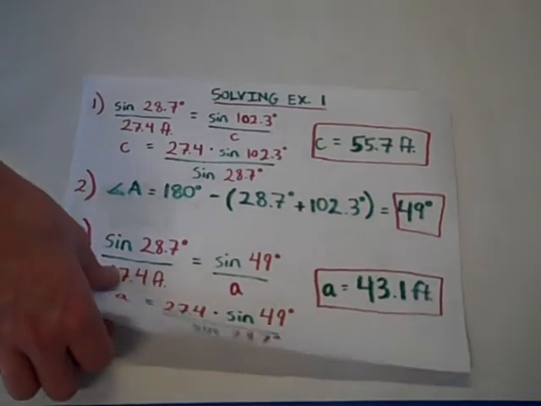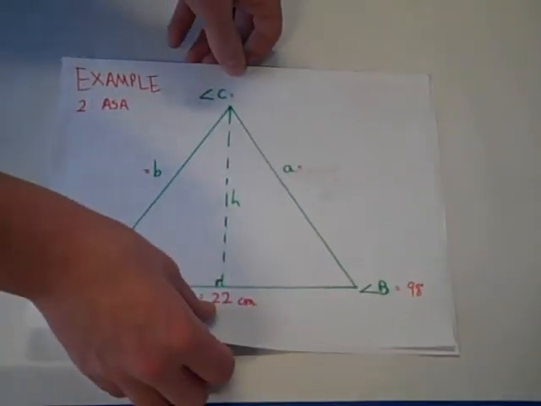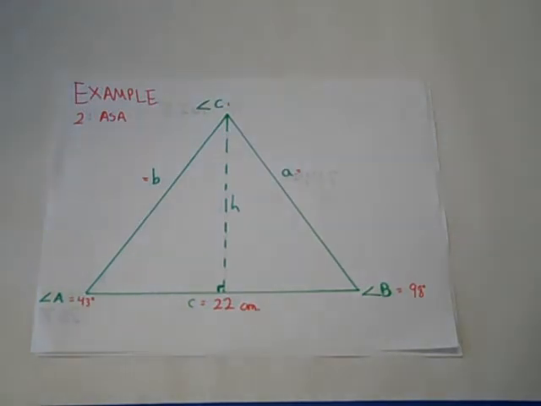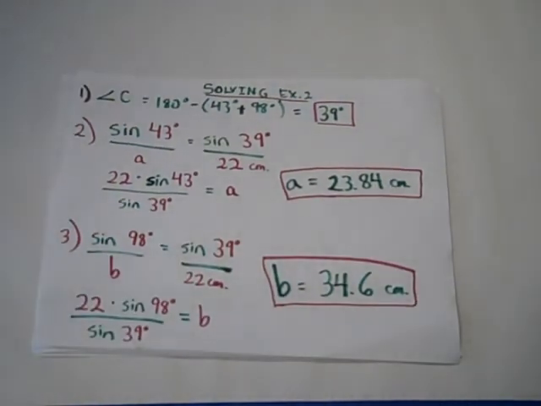Next, let's have a look at an example of an ASA triangle. In this triangle ABC, we know that angle A equals 43 degrees, side c equals 22 centimeters, and angle B equals 98 degrees. Thus, we are solving for angle C, side a, and side b. First, we subtract the sum of angles A and B from 180 to find that angle C is 39 degrees. Next, we plug the known values for angle C, side c, and angle A into the law of sines equation and solve to find that side a equals 23.84 centimeters.